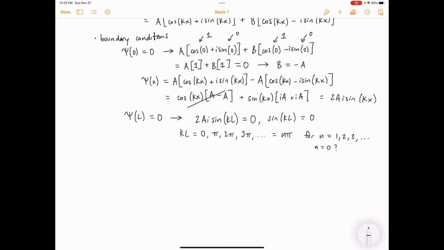Then our wave function is just 0 everywhere, right? And we don't want that to be the case. So the wave function being 0 everywhere just means there's not even a particle there. So we're going to exclude the n equals 0 case.